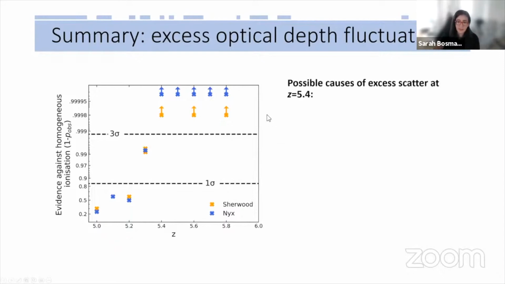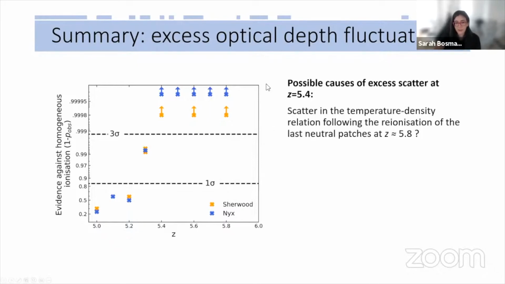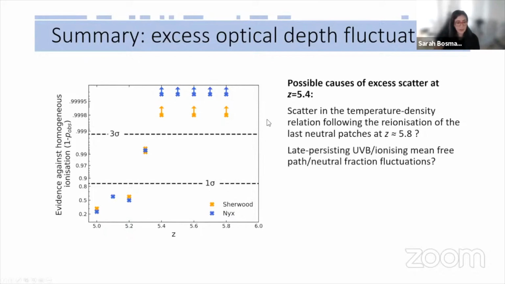So we have not investigated possible causes of this yet, but it is broadly consistent with a late end of reionization. Because if the last neutral patches of gas are ionized around redshift 5.6, then you would expect temperature density fluctuations to persist for a bit longer because of the different timing of reionization. But other explanations could be possible, like late persisting fluctuations in other physical parameters.